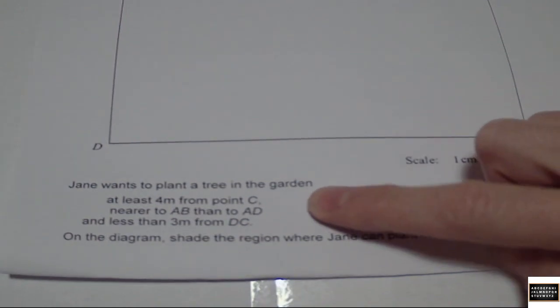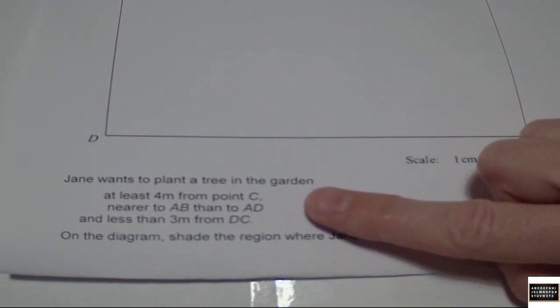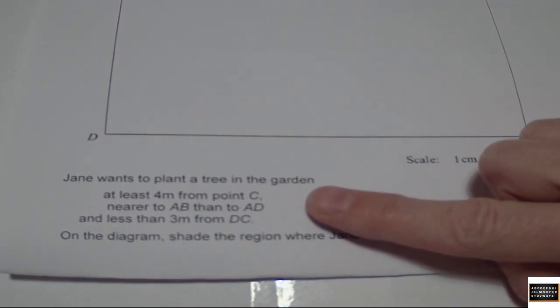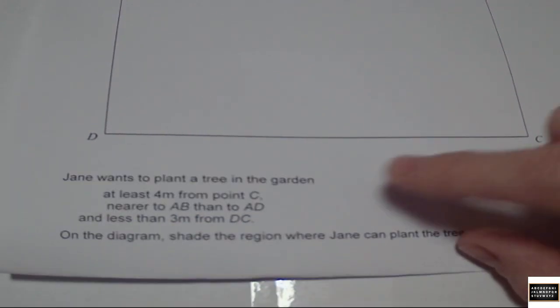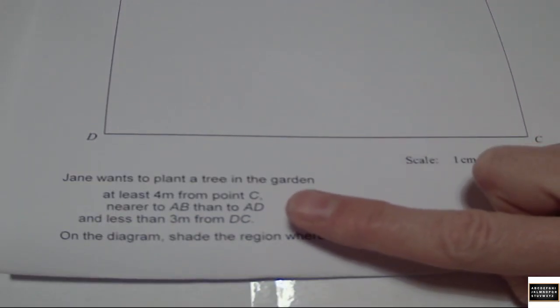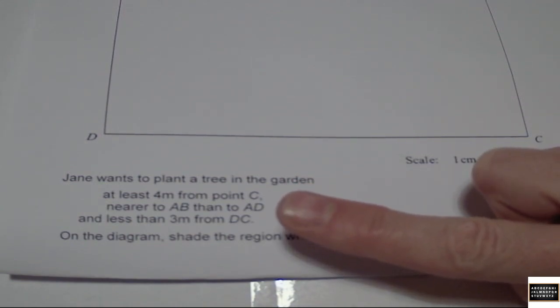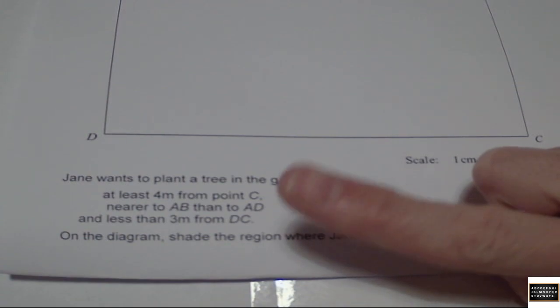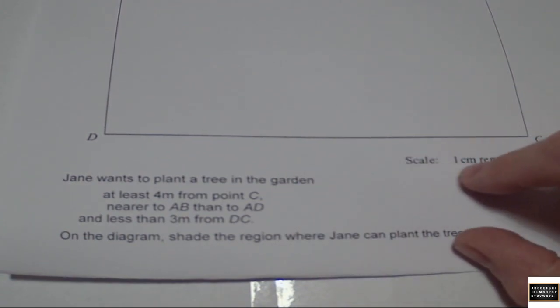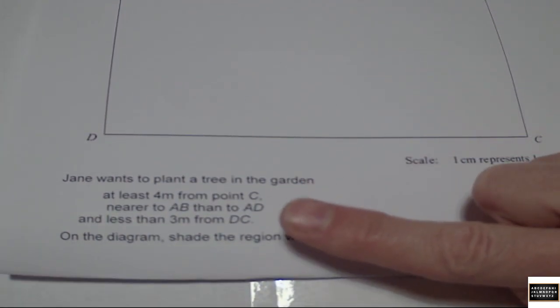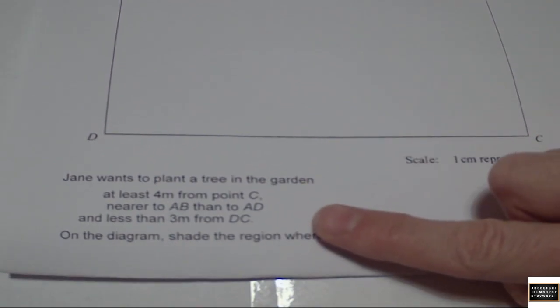It's talking about this girl Jane who's planting a tree in the garden, and she wants it at least 4 metres from the point C. So that's 4 centimetres. We've got to bear in mind, nearer to AB than to AD. I'll talk about that in a minute. And less than 3 metres from DC, so that's a line, less than 3 centimetres from the line DC, which is that bottom line there. So again, it's 3 centimetres we're talking about, because the scale 1 centimetre, 1 metre.